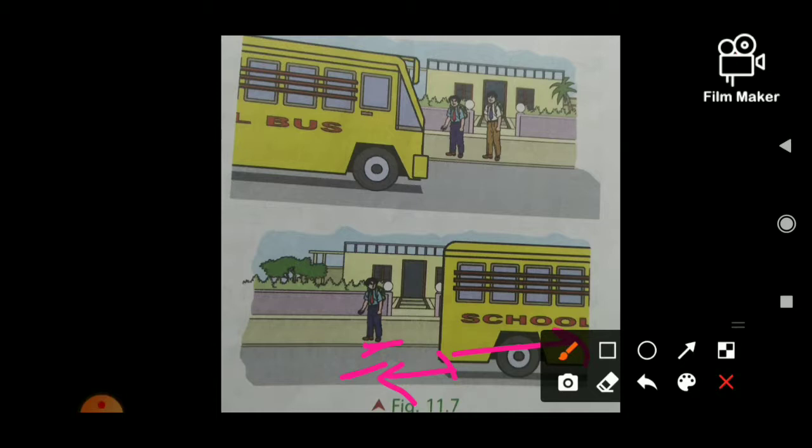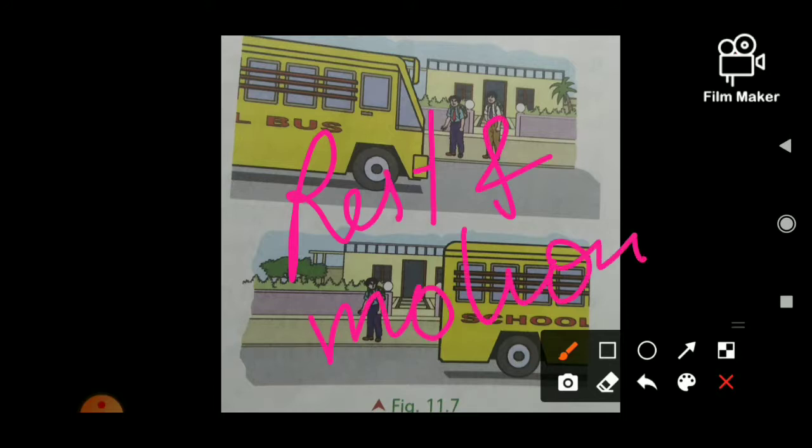Okay. However, the position of the nearby house does not change, right? An object that does not change its place or position with respect to time relative to its surrounding is said to be at rest or stationary. So the house is at rest with respect to Ramesh, right? Then both motion and rest are relative terms, right?